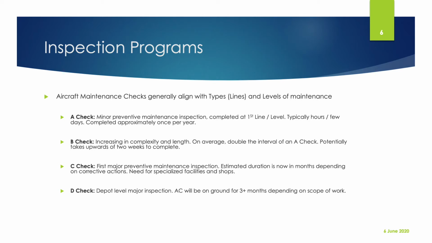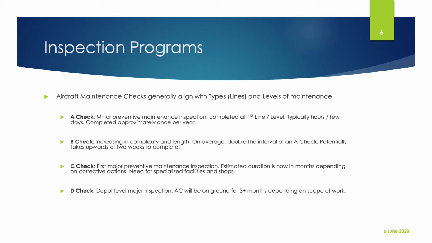Each level of inspection goes deeper, if you will, into the overarching maintenance program with an increase in complexity as well as length. An A check is minor in nature, completed at first line, first level, and typically takes a few hours a day. There's approximately one A check every year. For my particular fleet, an A check is done every 38 weeks and takes about 3 days to complete.